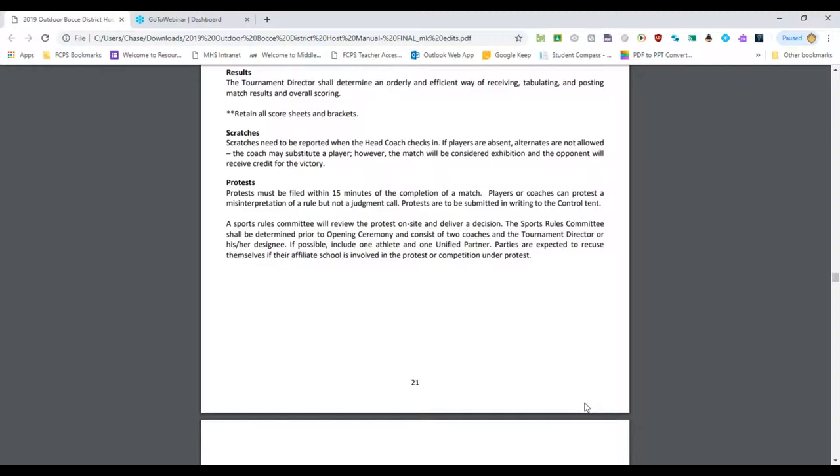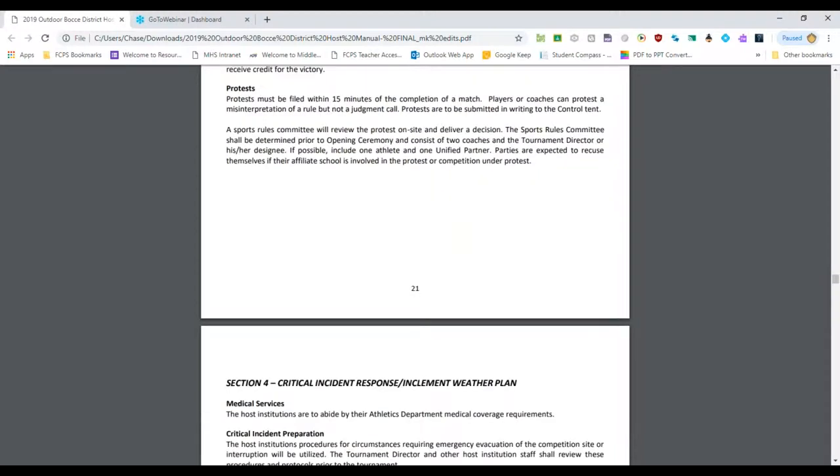Protests. Any protest must be filed within 15 minutes of the completion of the match. Players or coaches can protest a misinterpretation of a rule, but not a judgment call. Protests are to be submitted in writing to the control tent. It's very important that we follow that 15-minute rule. The Sports Rules Committee will review the protest in a timely manner and deliver a decision.